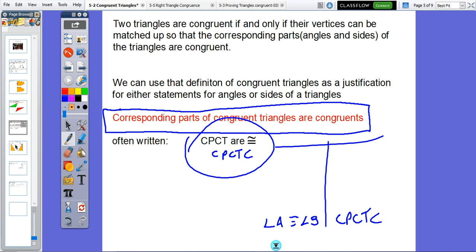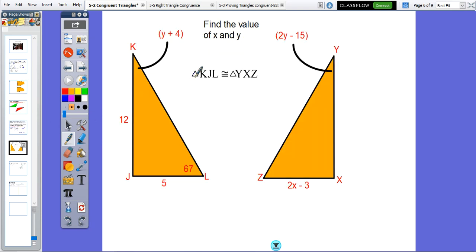But let's get into the examples for today. In the examples here, we know that KJL and YXZ are congruent. That means angle K matches up to angle Y, and then side JL matches up to XZ. So go ahead and solve for X and Y. Take a minute and do that.